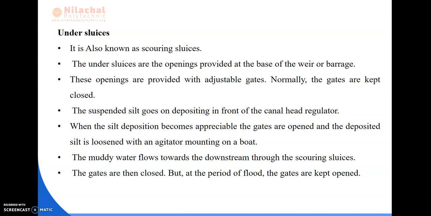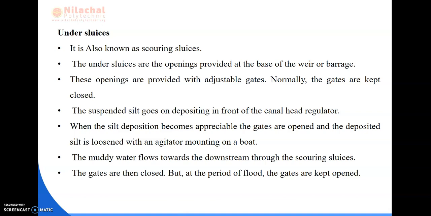So what do we mean by undersluices? Undersluices are also one component of the diversion head work. They are also known as scouring sluices. The undersluices are the openings which are provided at the base of the weir or barrage. These openings are provided with adjustable gates. Normally the gates are kept closed. The suspended silt goes on depositing in front of the canal head regulator.